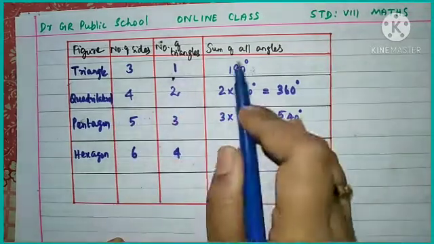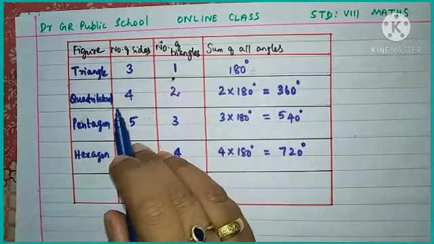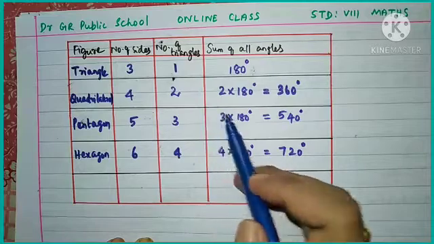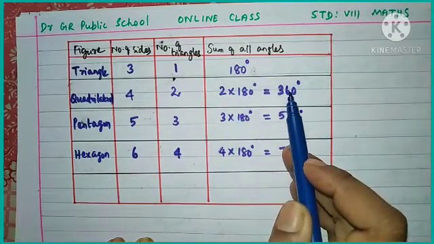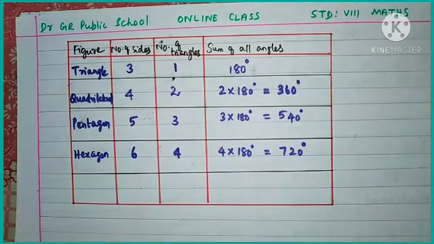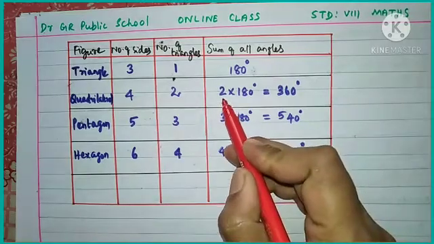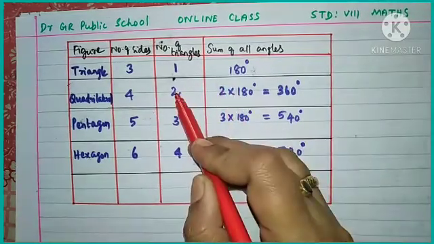So for the triangle there is no change, it is 180 degrees only. Now you see, for a quadrilateral, what I am going to do: this 2 into 180 degrees is equal to 360 degrees. For this I am going to write this 2. Okay, this 2 into 180, what is this 2? This 2 is the number of triangles.